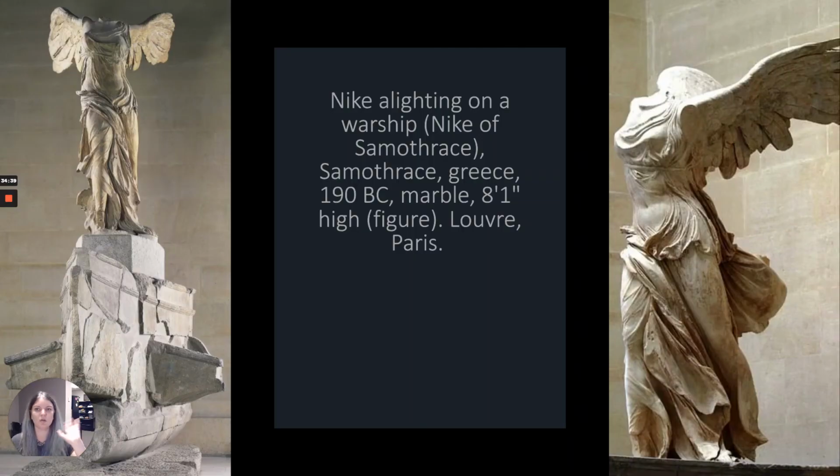So I just wanted to show you that kind of in context piece, and then here are some detail works of it. So this is Nike alighting on a warship. It was found in Samothrace, so it's Nike of Samothrace, Greece. It's made in 190 BC, and it's 8 feet 1 inches tall. That's just the statue, not the ship part. And it's at the Louvre.